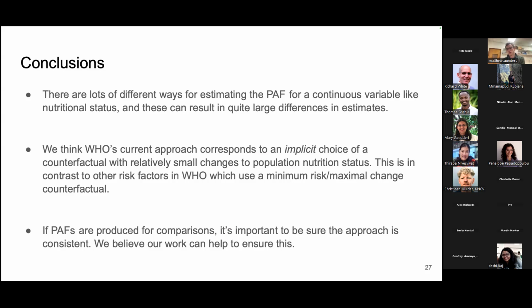So if you're using these estimates to guide how you respond to your local TB epidemic, we think that there should be consistency essentially between these different risk factor estimates. And yeah, I guess finally, if PAFs are produced for these comparisons, we believe that the work we've done here can hopefully help to ensure this.